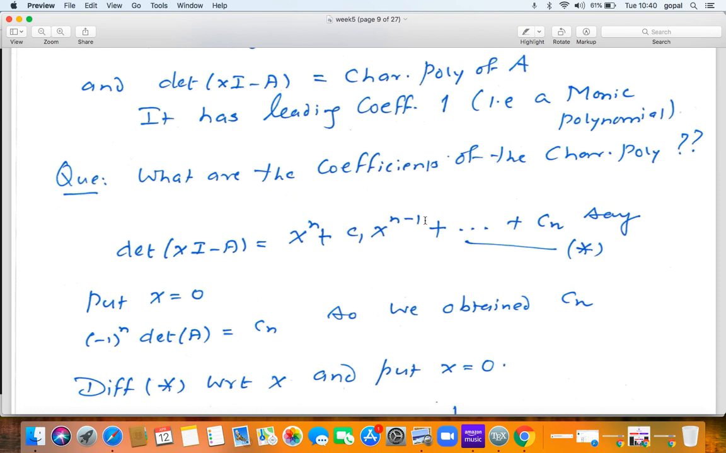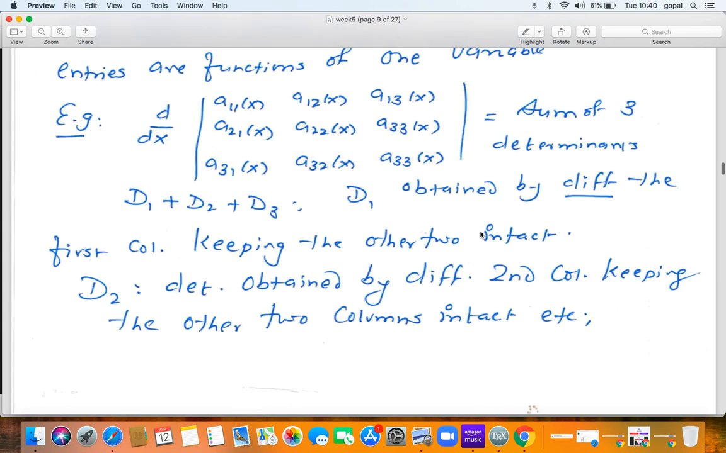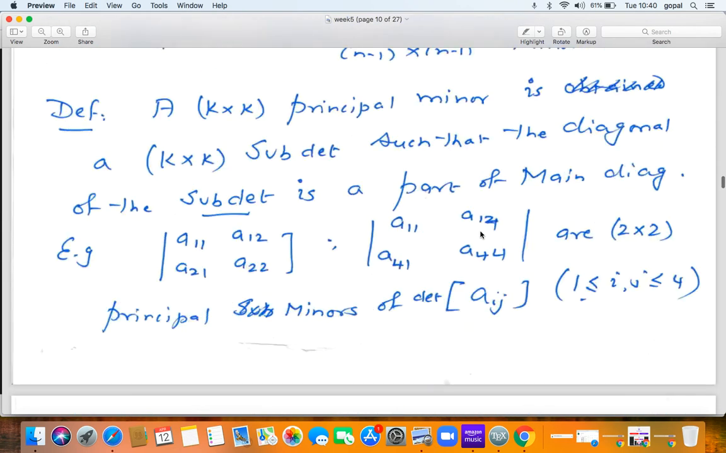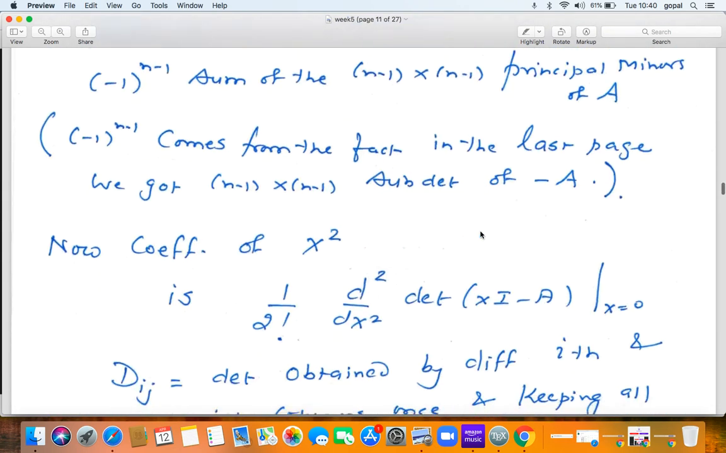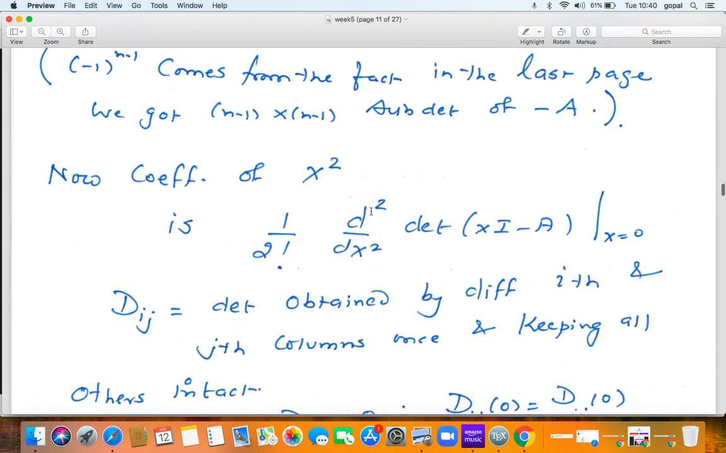And then the cubic and 4th degree terms, when I differentiate twice and then put x equal to 0, will disappear. x cubed, x to the power 4, etc. will disappear after two differentiations followed by x equal to 0. And so what is your Cn minus 2? Cn minus 2 is going to be 1 upon 2 factorial times d2 by dx squared of the determinant of xI minus A.